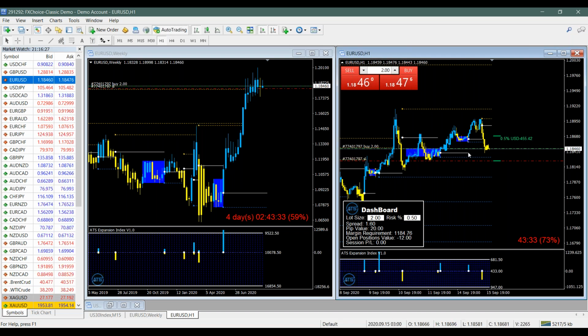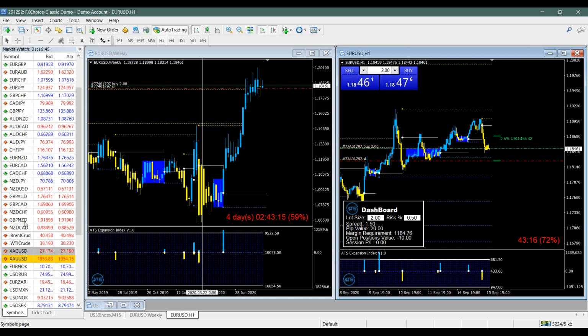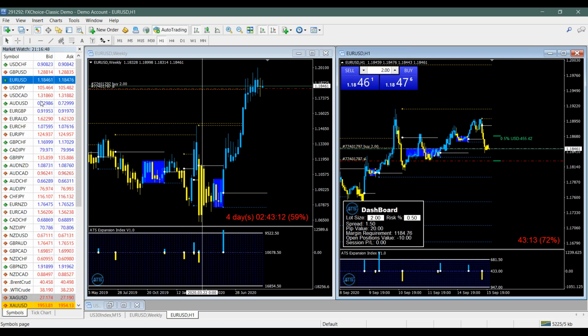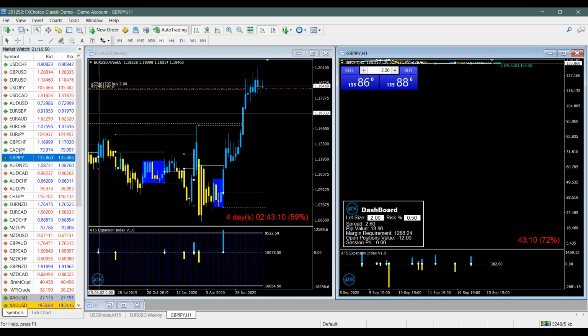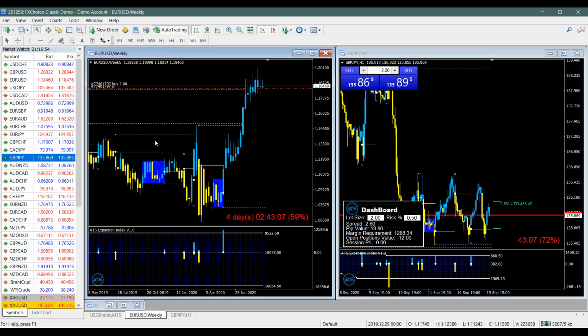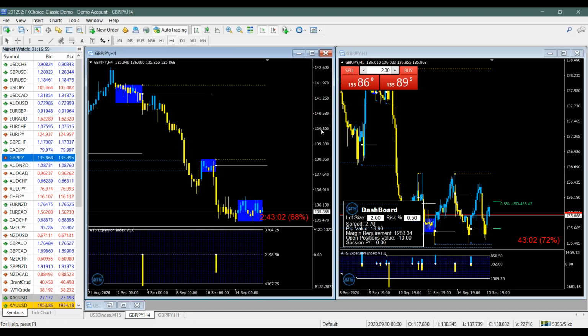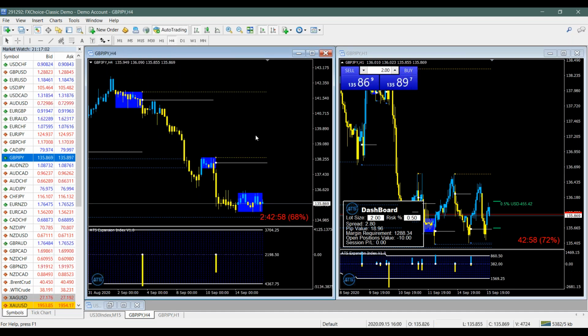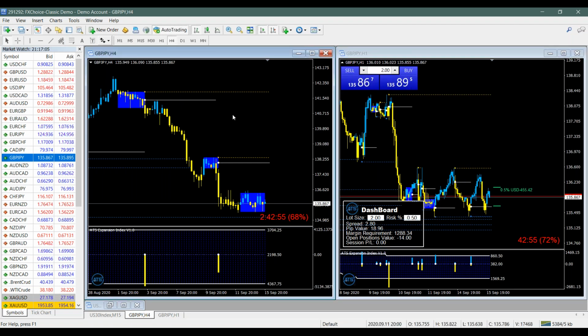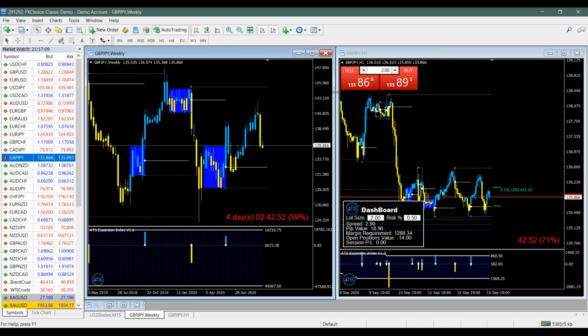I'm going to look at a couple more pairs, and then we're running a little bit long here, but hopefully you guys are getting something out of this. I'm going to look at pound yen, 4 hour and the 5 minute. So let me find it here. There we are. Okay, so 4 hours in a box. That's pretty clear. Let's take a look at the weekly just to see what the expectations are.